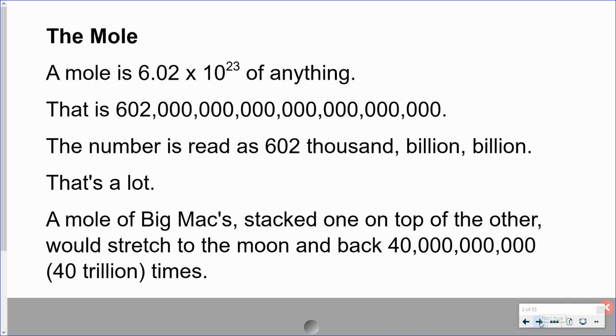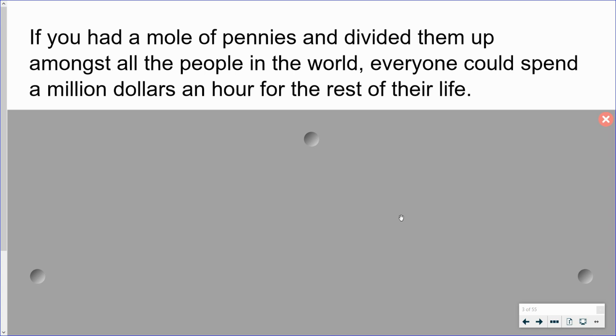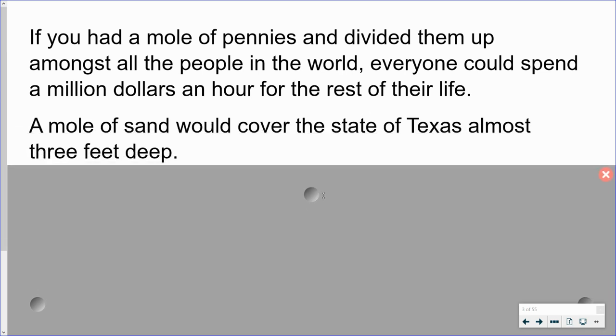Let's put it into something else that you probably have perspective on, and that is money. What would a mole of pennies be? A mole of pennies would be enough money that if you divided it up amongst all the people in the world, every single person on the planet, everyone could spend $1 million an hour for the rest of their life and never run out of money.